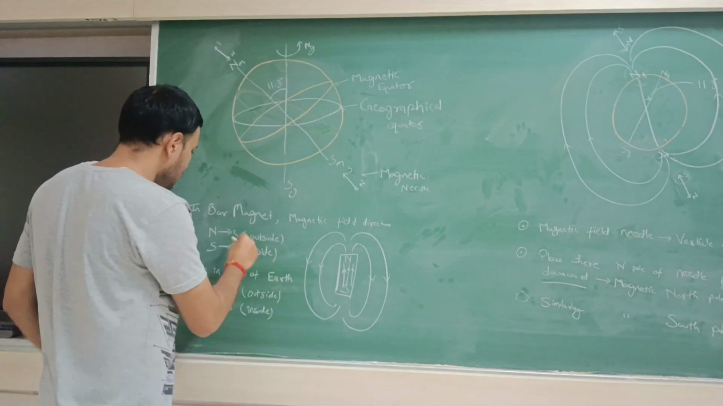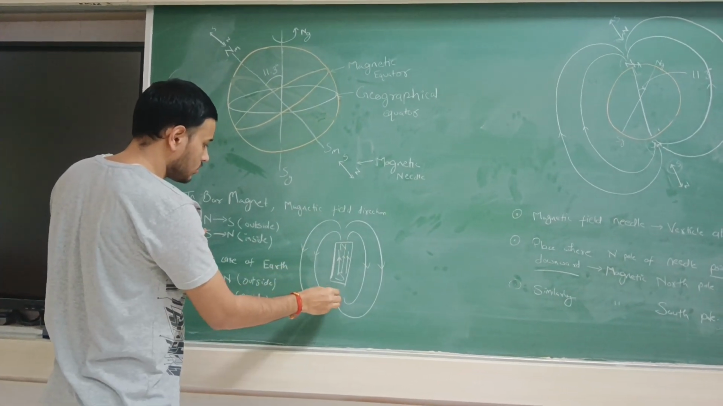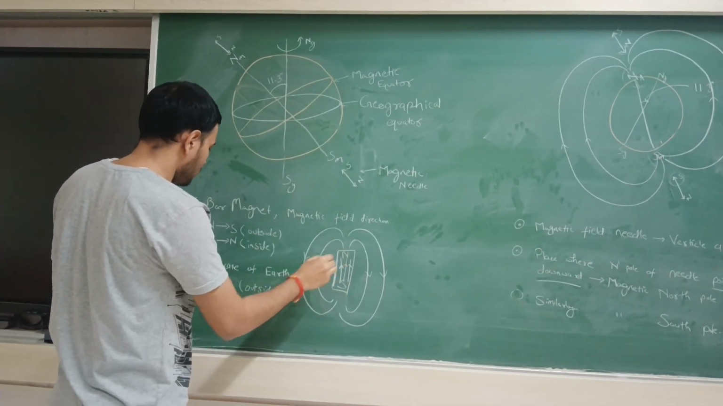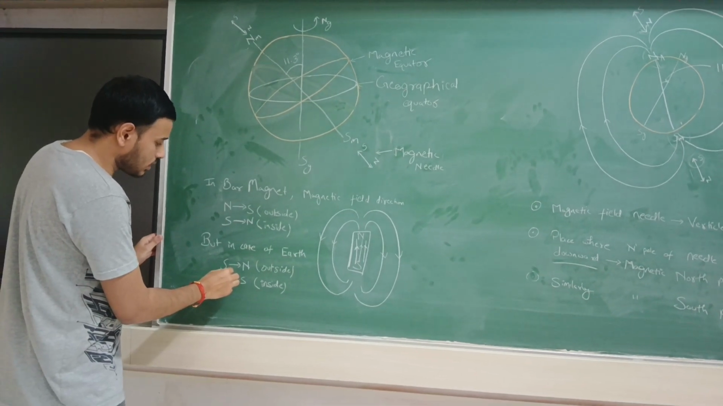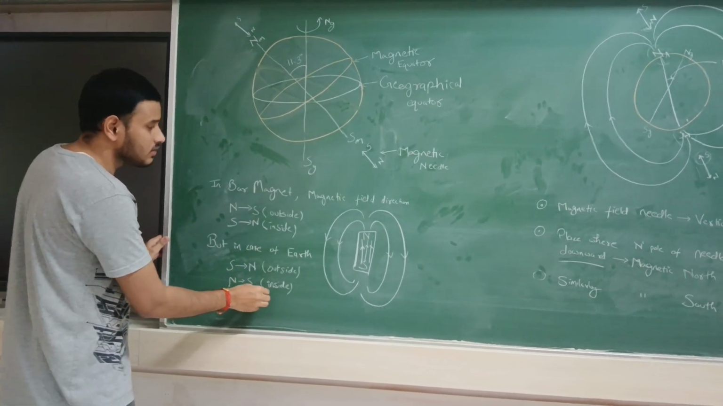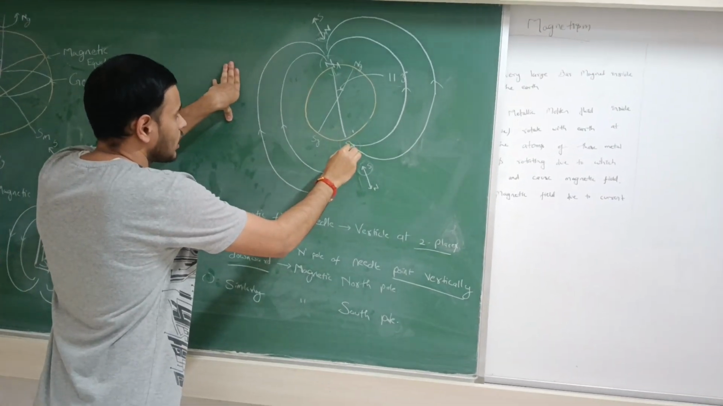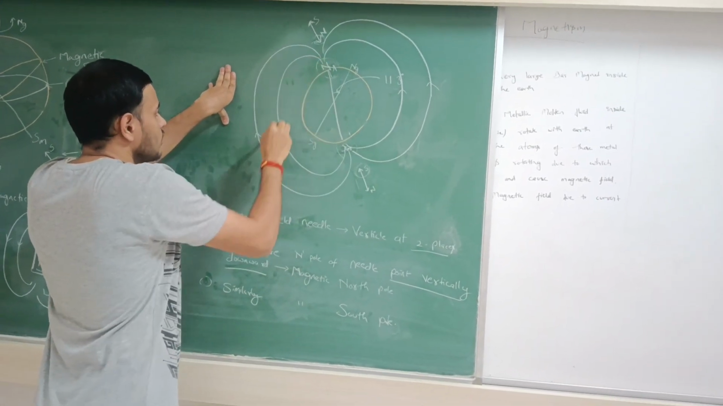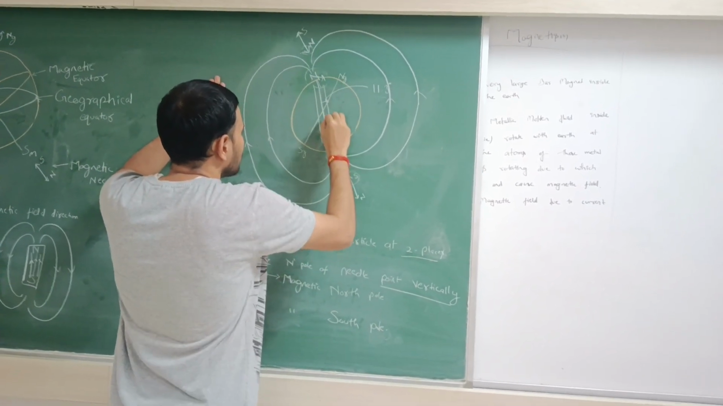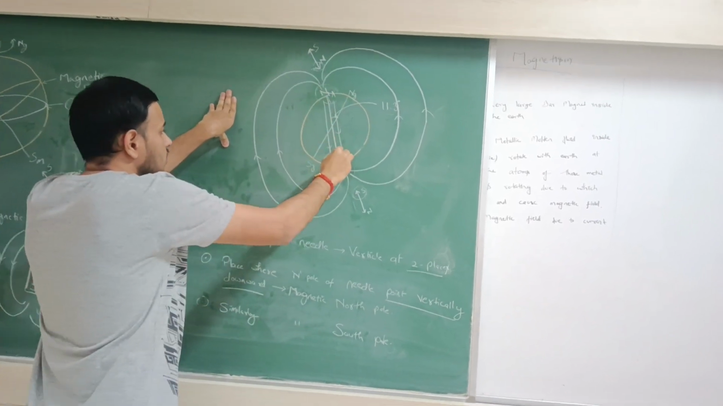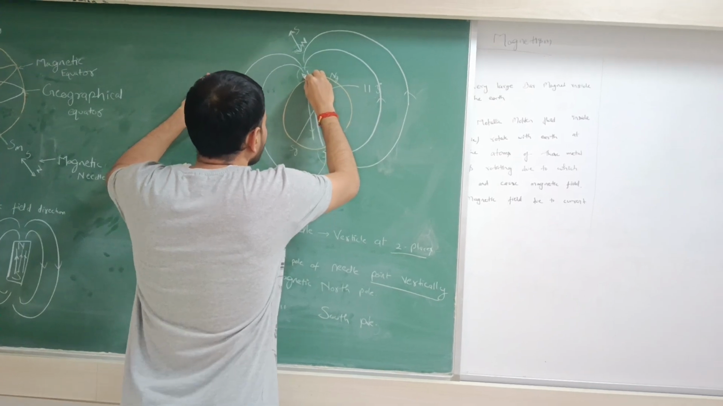From here, we can see that the magnetic field direction outside of the bar magnet is from north to south, and inside it is from south to north. But in the case of Earth, it is reverse. It is from south to north outside and north to south inside. As we can see in this figure, the magnetic field direction is from magnetic south to magnetic north outside, and from magnetic north to magnetic south inside, and the magnetic field is perpendicular at the north pole.